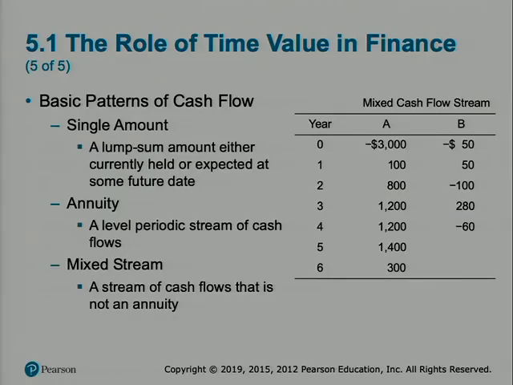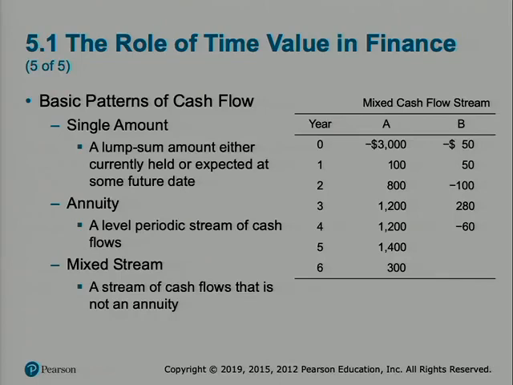Now, we have three different patterns of cash flows that we're going to calculate. We can have what's called a single amount. This is the easiest to deal with. It's basically saying your Nana gave you $10,000 when you're 5 to put into a savings account for college. So that's a single amount deposited over 15 years. How much will that be when you're ready to spend it?